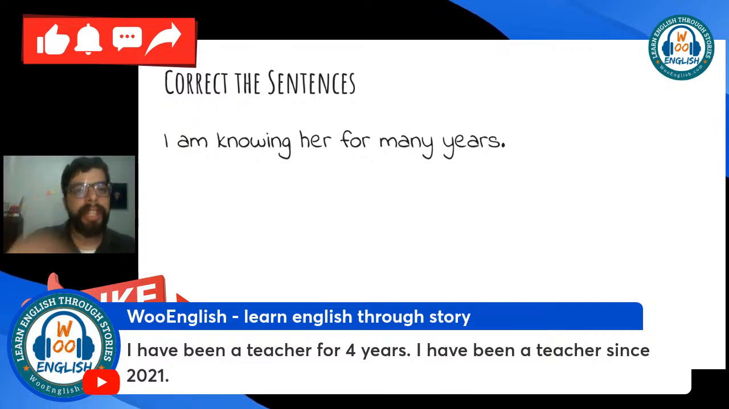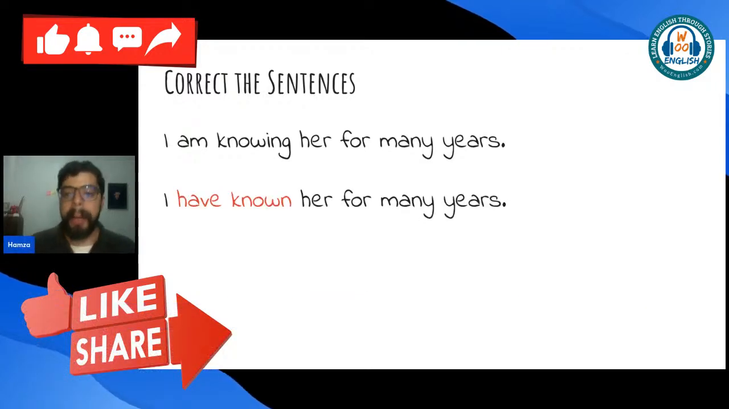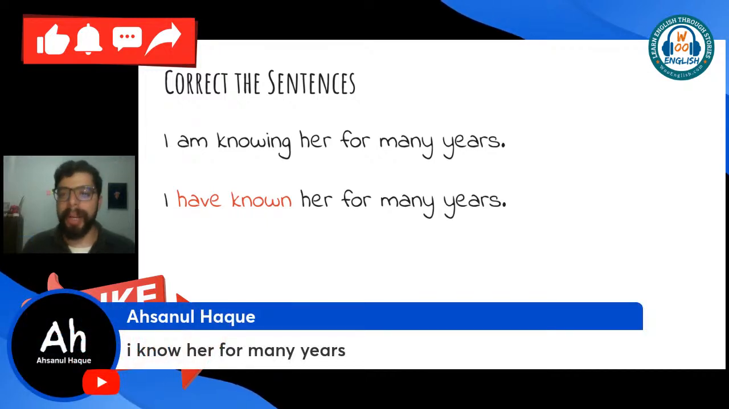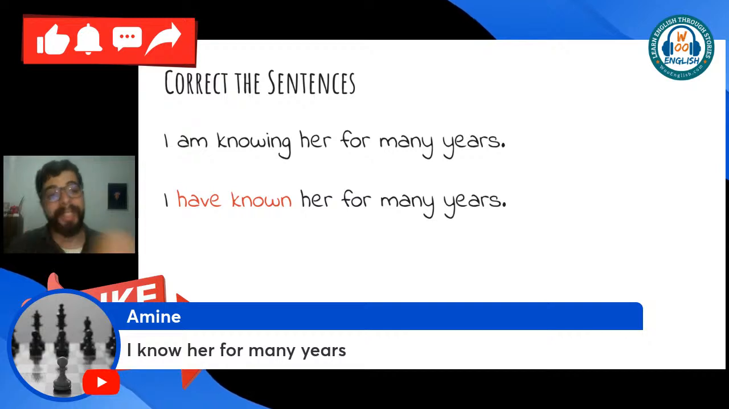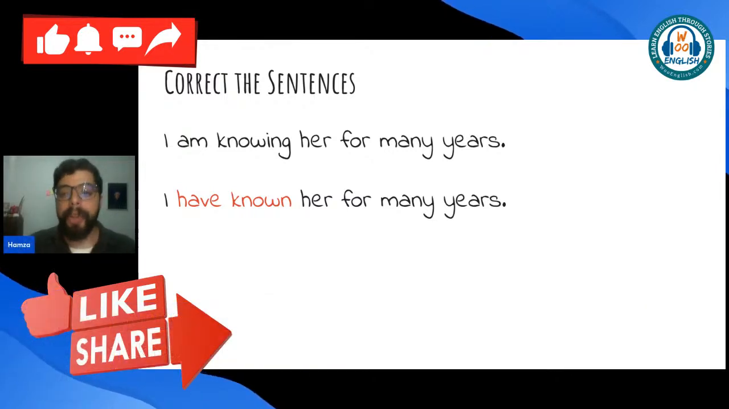So I started knowing her in the past and I still know her now. When an action starts in the past and continues to the present, that means we need to use the present perfect. The same thing, if I say I have been a teacher for 4 years or 5 years, that means that I started in the past and I'm still a teacher now. I hope this is clear. All right. For the present simple, where are my two victims, Ahsanol and Amin? Because you fell for the trick. If you say I know her for many years, normally the present simple.